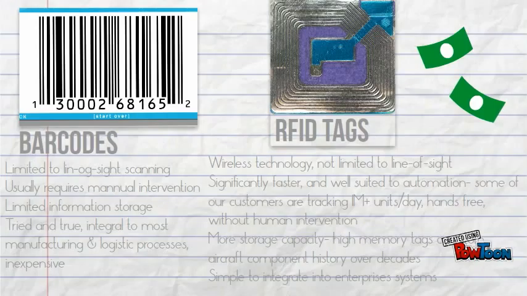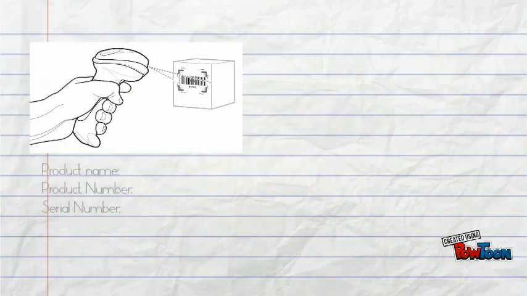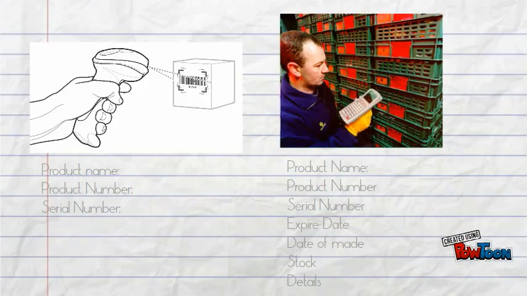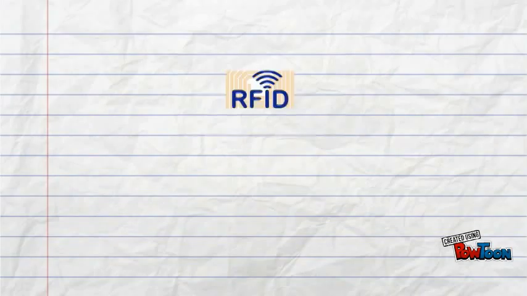However, RFID tags can be read as long as they are within range of an RFID reader, so it is much faster and can be read without human intervention. The information that a barcode can store is limited, in contrast to RFID. In RFID, high memory tags can store aircraft component history over decades, so it is more expensive than barcodes. These tags are simple to integrate into enterprise systems.